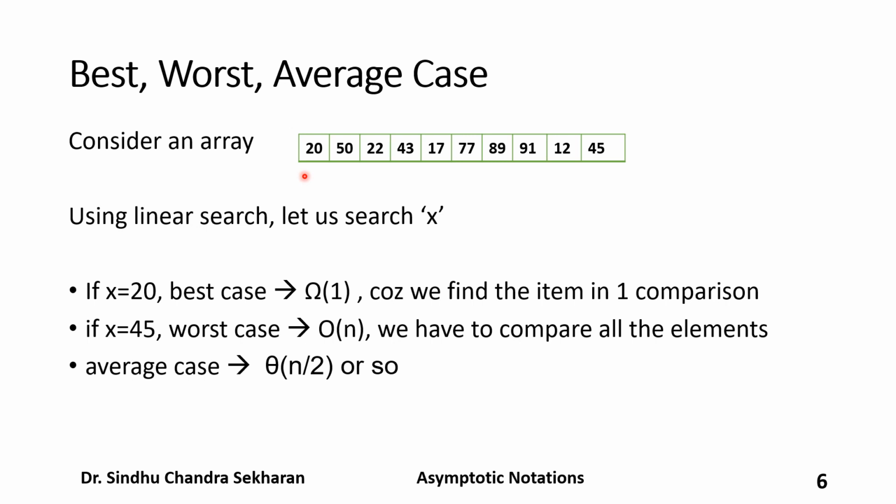If x is equal to 45, then I will have to read each and every element, match it, and understand that the item is not found until I read the last item. This is called the worst case. If the item that I'm searching for is somewhere in between, then it is the average case. You should first understand this before understanding asymptotic notations.